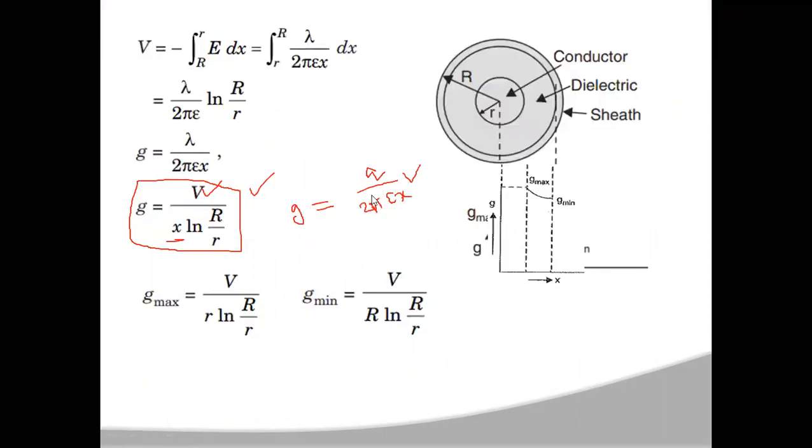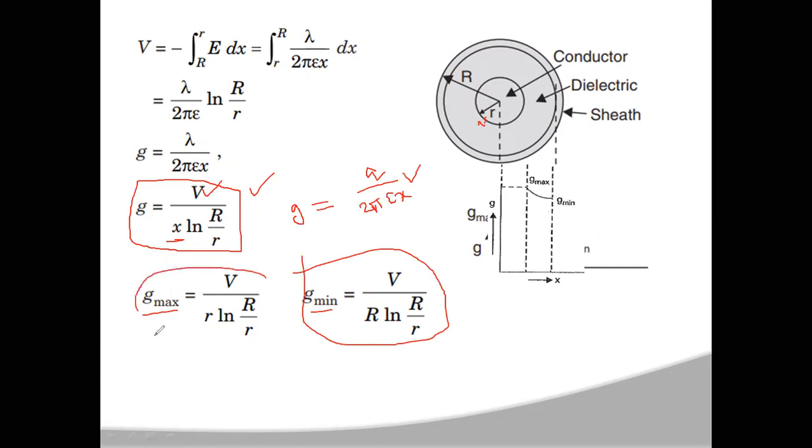Okay, so as I said before, the maximum stress will be on the surface of the conductor and minimum stress will be on the surface of the sheath. So your conductor is at a distance of x is equal to r. If you substitute x is equal to r, you will have maximum stress, and if you substitute x is equal to capital R, you will have minimum dielectric stress. So the maximum and minimum dielectric stress expressions are these. Okay, so these two are got from this. If you substitute x is equal to r, you will get maximum stress. If you substitute x is equal to capital R, you will get minimum stress.